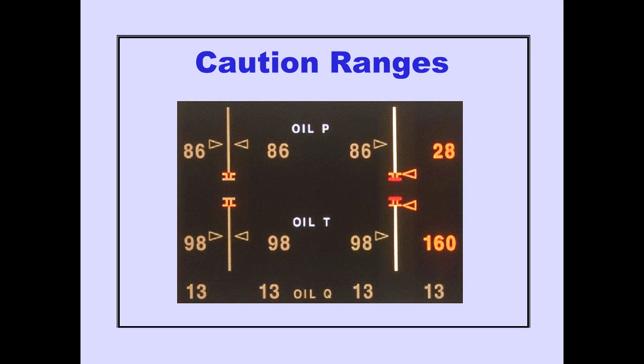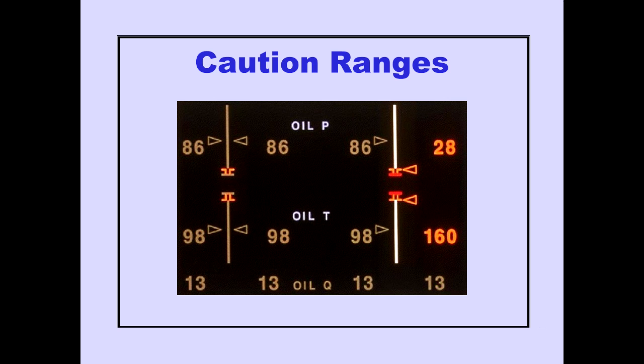Caution ranges are displayed by amber bands. When oil pressure or temperature enters the caution range, the indicators change color to amber. Operating limits are displayed by red lines. When pressure or temperature reaches the operating limit, the indicators change color to red.